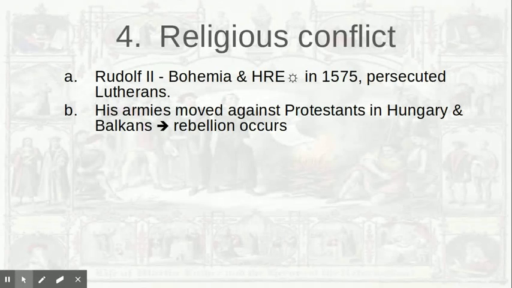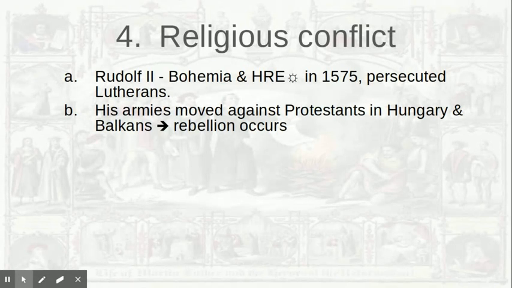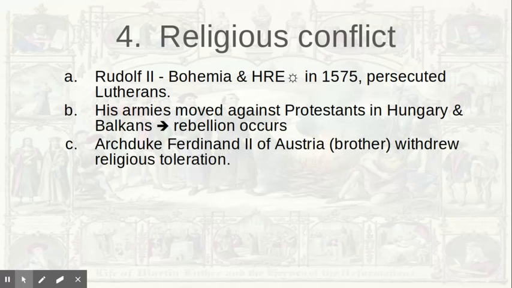In 1575, he started persecuting Lutherans. His armies ended up attacking Protestants in modern-day Hungary and the Balkans, which is where Greece and some of those countries north of it are. So, Hungary and the Balkans. His armies began attacking Protestants. So, of course, the Protestants aren't going to take this sitting down, so they ended up revolting.